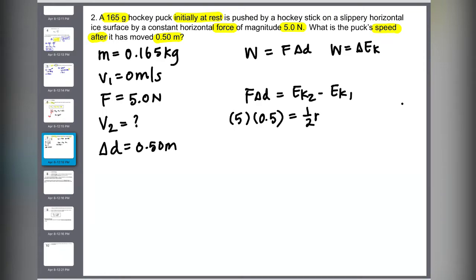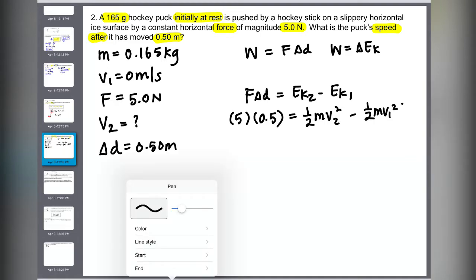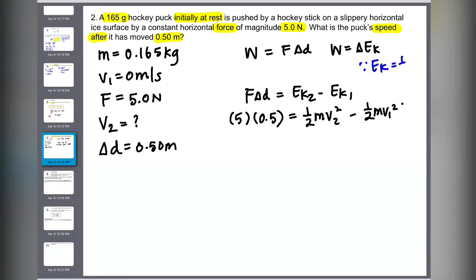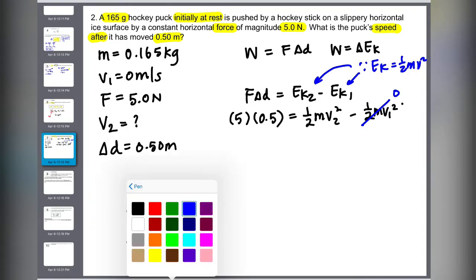Half, if I sub in half mv squared, and this is the final, minus the 1/2 mv1 squared. You don't have to write it out, but I just want to remind you, since I know that EK is 1/2 mv squared. Okay, so I'm going to have to sub it in. The next thing that we're going to do is now sub in the numbers. I know that V1 is 0, so that means that whole term is gone.